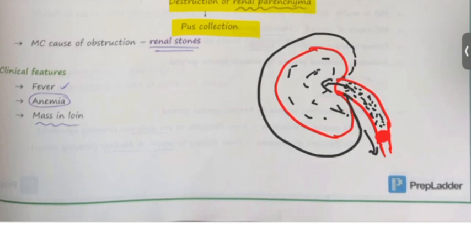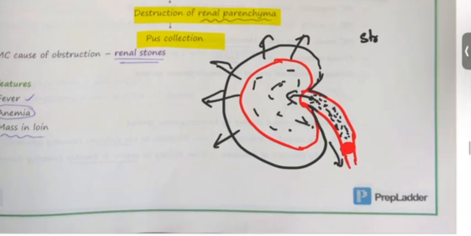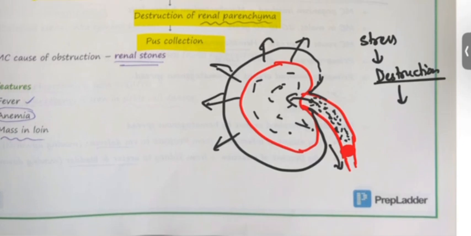This enlargement is nothing but hydronephrosis. Because of this enlargement, there will be stretching of the capsule and parenchyma, everything. Because of this excessive stress over the renal parenchyma, there will be damage or destruction of this renal parenchyma. Because of this destruction, what happens? All the cells and everything will be accumulated here, and that will serve as a site for infection, and that will lead to formation of pus, in turn leading to pyonephrosis.